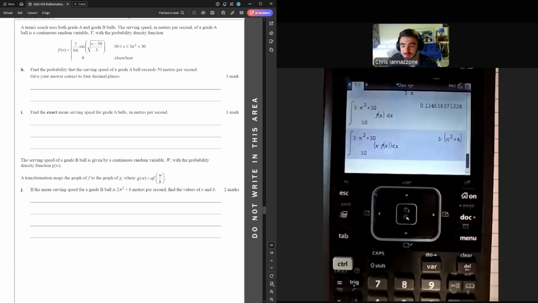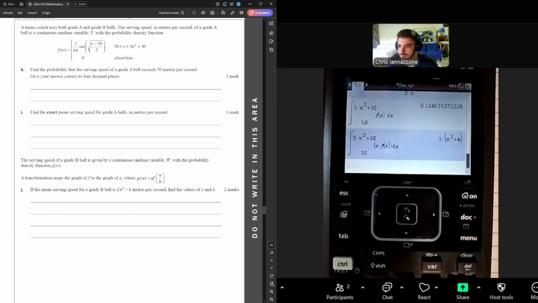Now for a nasty one with part J. There is a transformation that has been applied here, which is often the cause of many students' worries. We have the serving speed of a grade B ball given by this transformed state. We're told the mean of the grade B ball is 2 pi squared plus 8 meters per second, and we have to figure out what A and B become. So how do we achieve that?